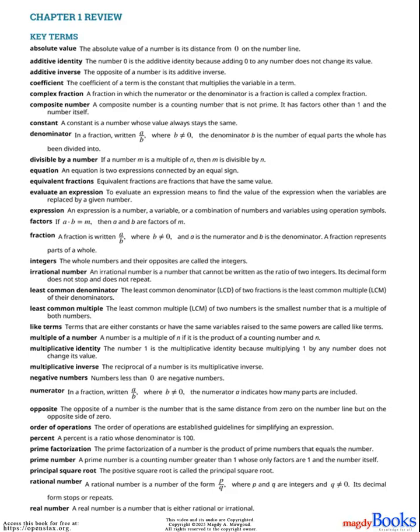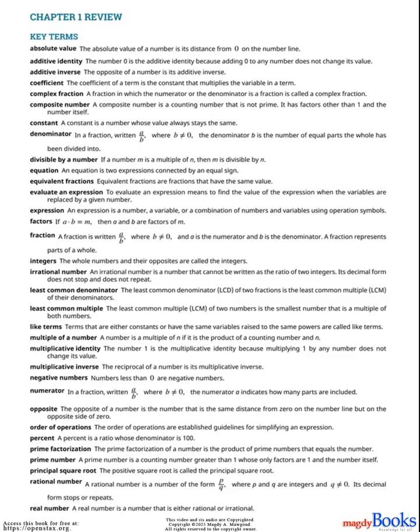Coefficient. The coefficient of a term is the constant that multiplies the variable in a term. Complex fraction. A fraction in which the numerator or the denominator is a fraction is called a complex fraction. Composite number. A composite number is a counting number that is not prime. It has factors other than 1 and the number itself.